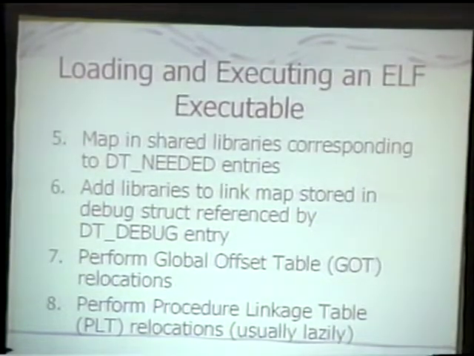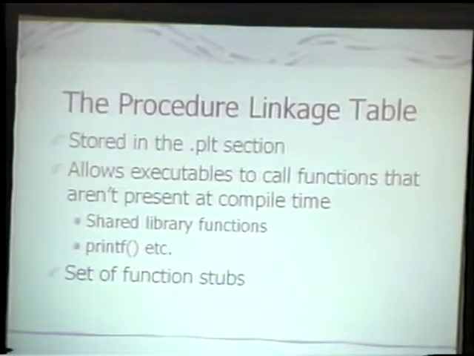Then step 5, so we're still loading an executable. It looks through the dynamic segment, it finds all the DT needed entries for all the shared libraries which are needed, loads them up, no worries, and it adds the libraries to what's called a link map, which is stored inside the DT debug entry. Okay, so that debug structure which I was talking about contains a link map showing all of the shared libraries inside the remote process. It then performs relocations for the global offset table and the procedure linkage table, which I'll talk about more very shortly. In fact, right now. The procedure linkage table is really important, and for the stuff we're talking about, it's going to be quite critical. You probably would have heard about it a lot.